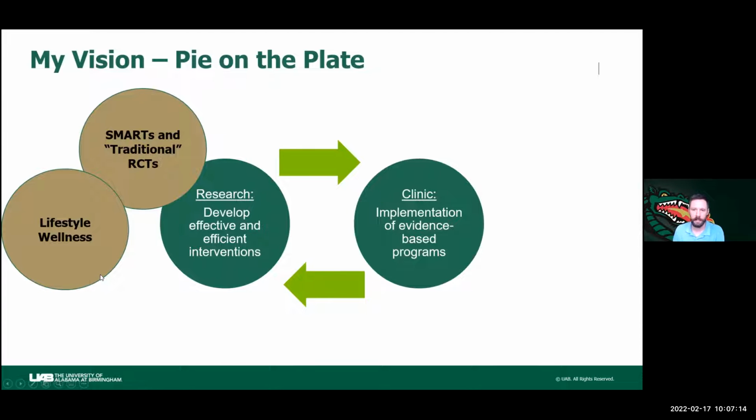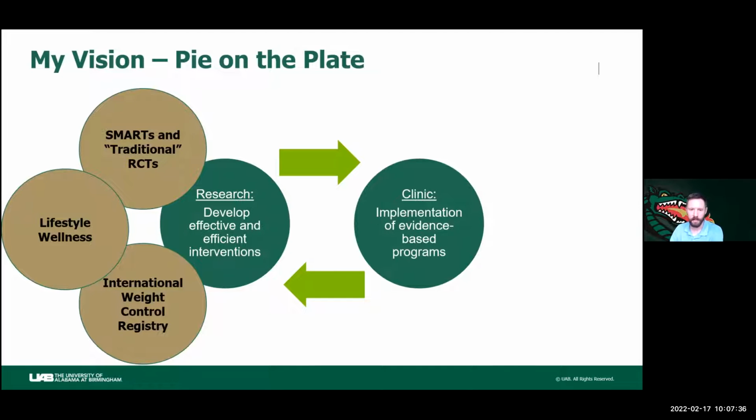I'm also leading an initiative in our department to develop and validate a new construct that we're calling lifestyle wellness. This is a wellness construct that comprises some domains you'd expect, right? So it has nutrition, exercise, metabolic health, but it also includes domains like mindset, resilience, happiness, and satisfaction with life. We think those are at least equally as important.